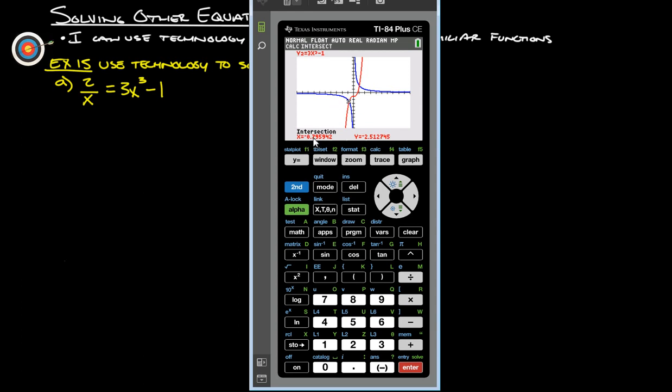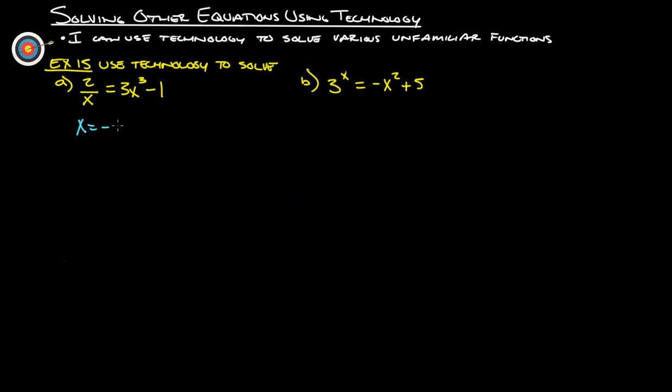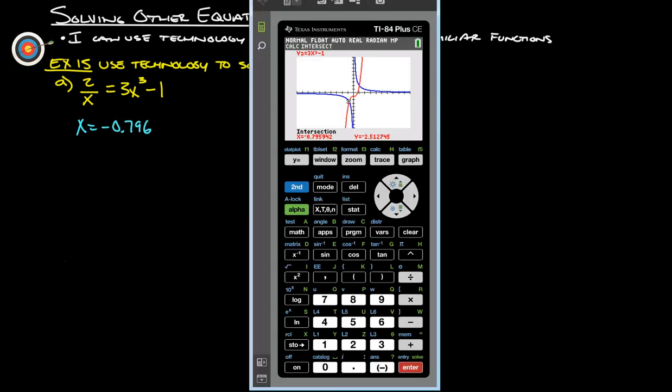So that's going to be negative 0.796, we'll call it. So one solution is x equals negative 0.796. Okay, and then we got to go back in and we got to find this intersection over here too.